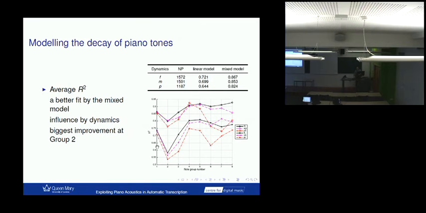Then we group adjacent 11 notes into one group, so we have 8 groups for all the piano sounds. We find the biggest improvement is at group 2, because most of the notes in group 2 have 2 strings. Then the beating is quite intensive for the notes here. So we think the mixed model gets the biggest improvement for these notes.